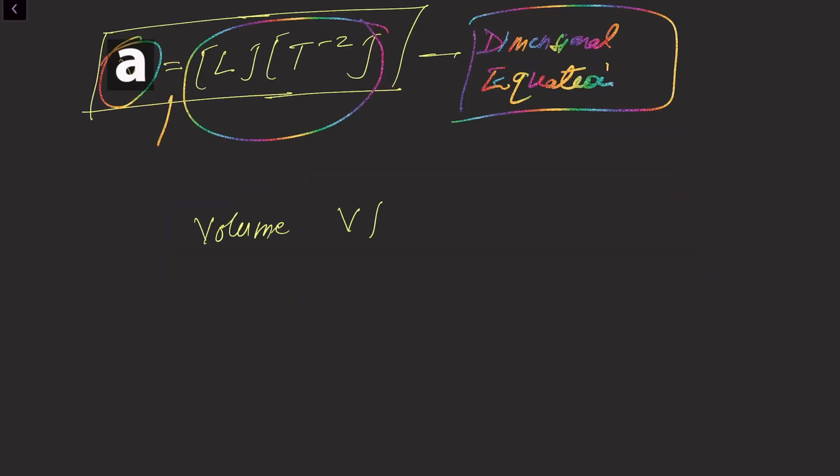Let us write for volume. It is capital V. So what is the dimensional equation? V is equal to M to the power 0, dimension will be 0, L to the power 3, so 3 dimensions of length, and T to the power 0, 0 dimension of time. This is how volume is written.